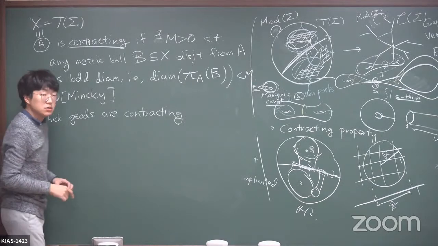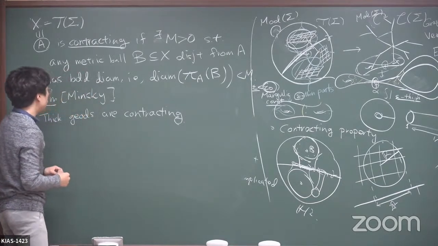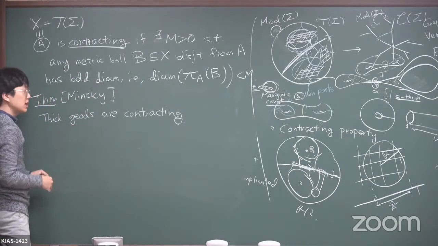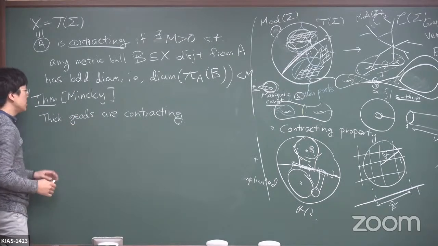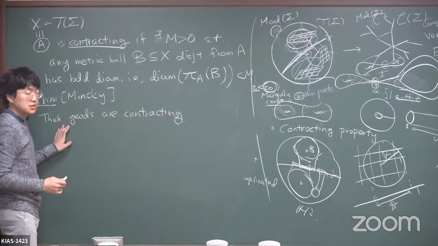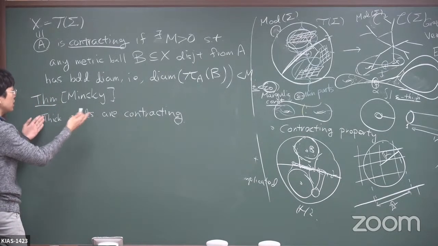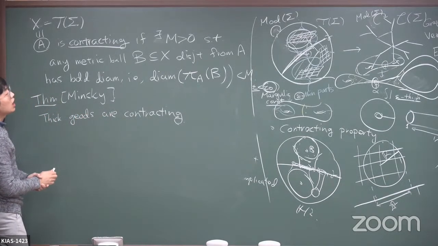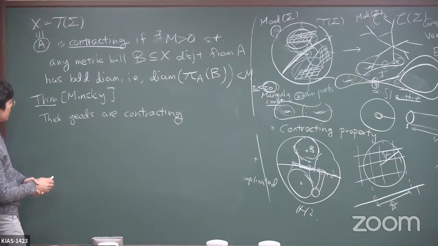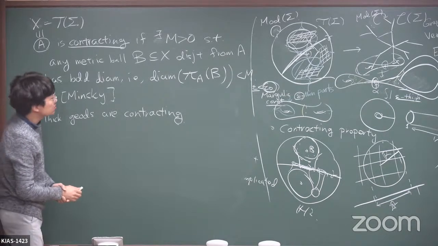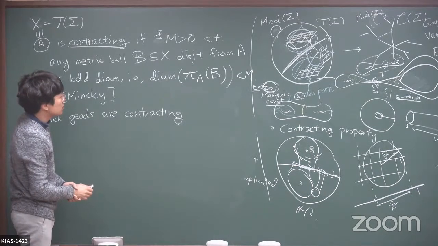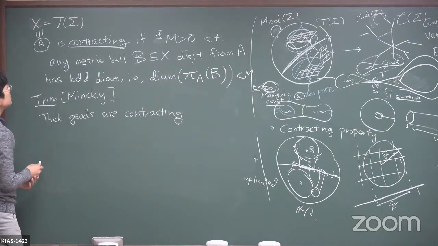And we'll soon see that certain mapping classes are associated with these kinds of big geodesics. We can make use of this contracting property while studying the mapping class group action. But here's a caveat.